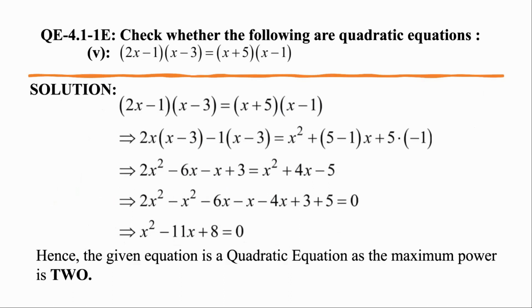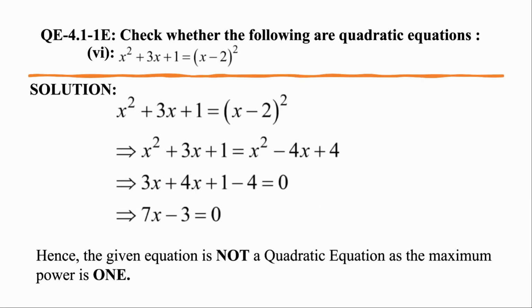Here it is given as the product of two terms, on both the left side as well as the right side. Again we expand, and ultimately you can pause and copy. The ultimate expression we have got is x square minus 11x plus 8 equals to 0. Here again x is the variable, and the maximum power is 2, so it is a quadratic equation.